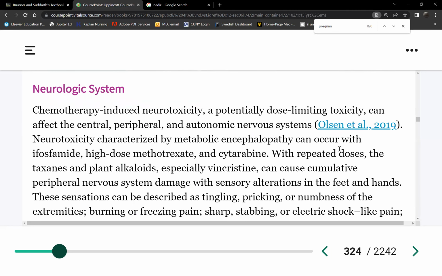Neurologic system, the toxicity can cause a phenomenon known as chemo brain. Chemo brain is literally a deterioration of cognitive function, meaning your IQ drops. However, the good thing is you can recover this after treatment. You survive the cancer, you will regain it.